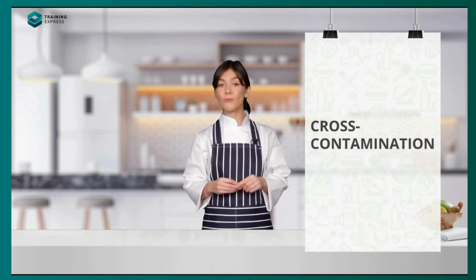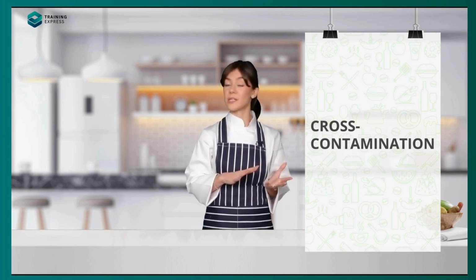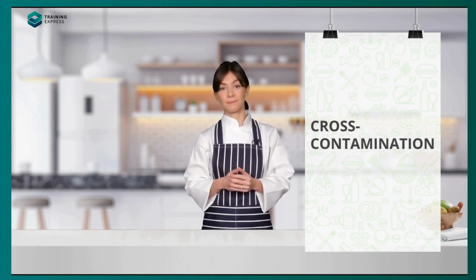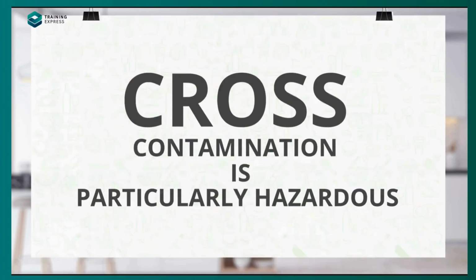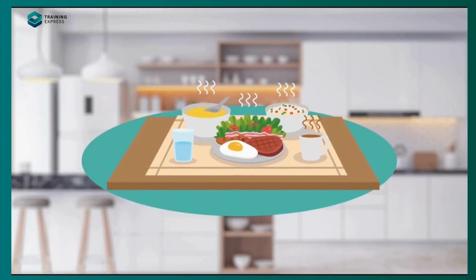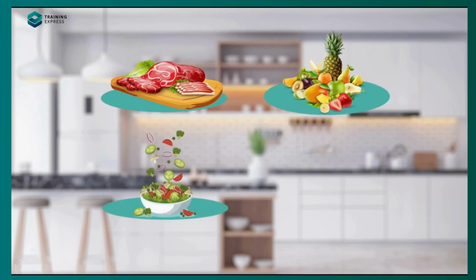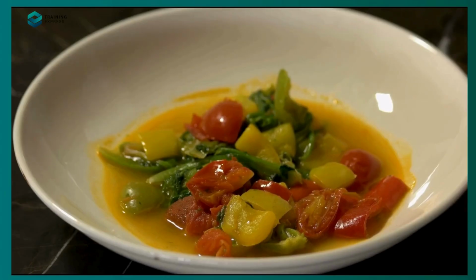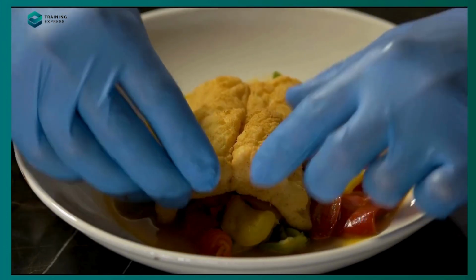Cross-contamination means harmful contaminants get transferred from one surface or item onto another. Cross-contamination is particularly hazardous when it comes to raw, fresh and ready-to-eat foods such as meat, fruits, salad or vegetables. If the food is not cooked properly, harmful contaminants remain in the food and cause problems.